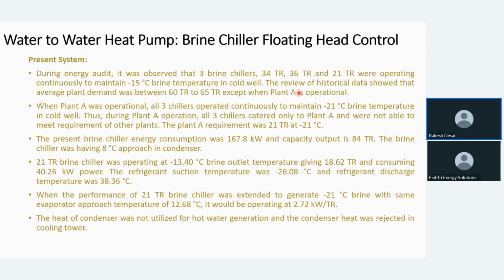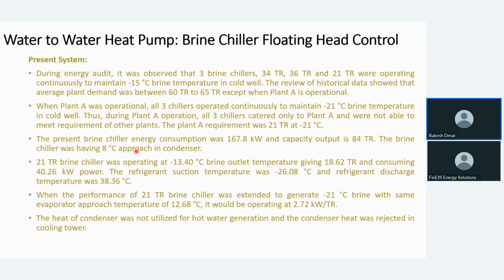So when plant A is operational, all the 3 chillers need to operate continuously to maintain -21 degrees centigrade brine temperature in the cold well. During this plant A operation, all the 3 chillers would cater to plant A requirement only, and they were not able to meet the requirement of other plants. The plant A requirement was established as 21 TR at -21 degrees centigrade.